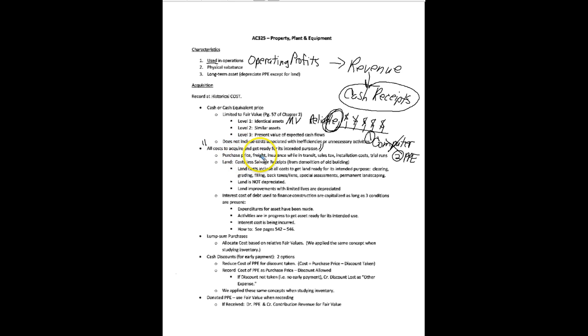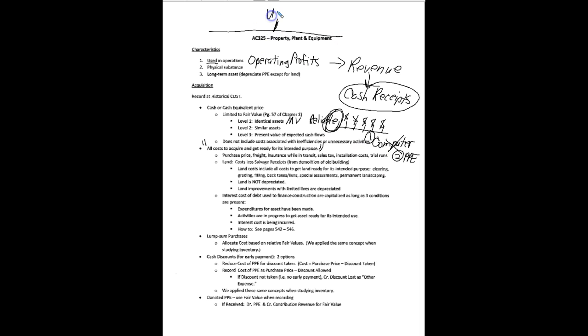So purchase price, freight, if we insure it while it's in transit, all of those costs we will capitalize as an asset. Sales tax, if we have to install it, if we have a trial run before we actually start using it. So you want to just sort of think of the time chart.